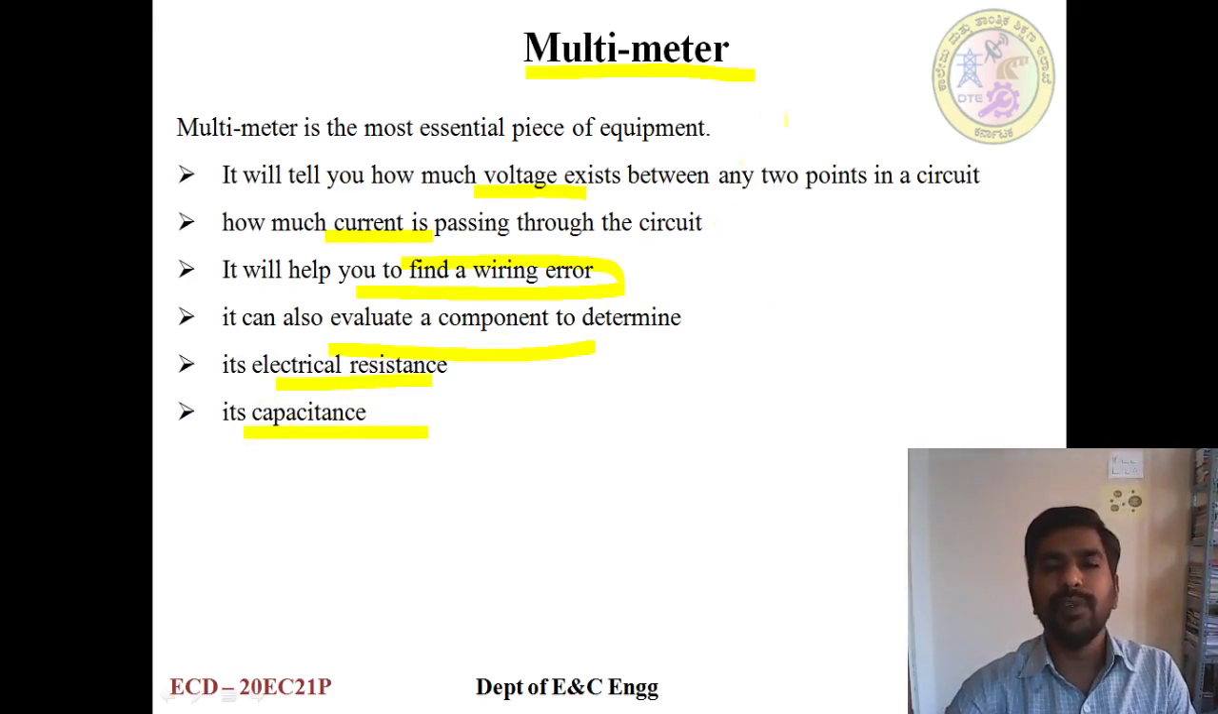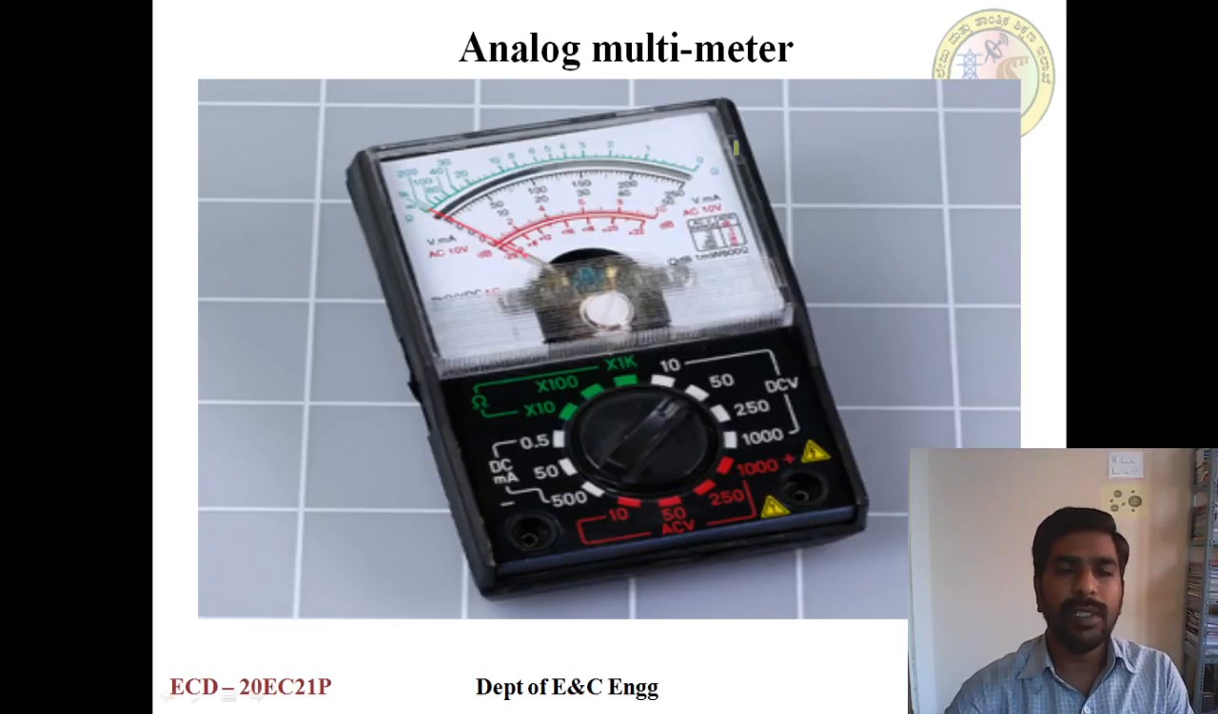A multimeter cannot be used to measure the value of an inductor, and some low cost multimeters will not be able to measure the capacitor value. For this, there is a different device. Multimeters can be broadly categorized into two types: one is the analog multimeter, another is the digital multimeter.